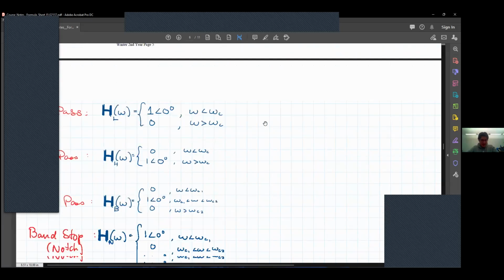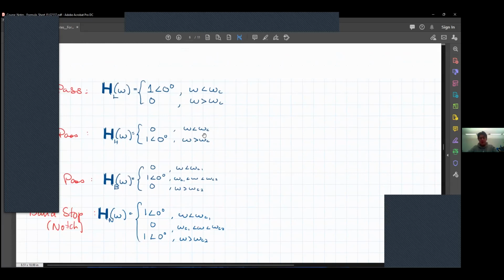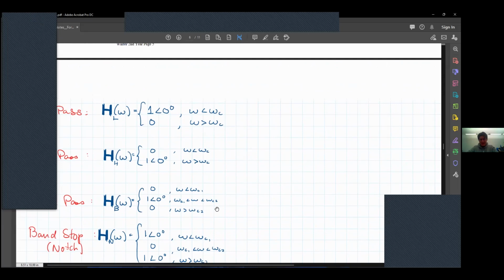A high pass is the other way around. If your value is too low, it doesn't have anything. If it's high enough, or higher than the cutoff frequency, you have the full value. Next up, we have what's called a band pass filter, meaning that only things within cutoff frequency 1 and cutoff frequency 2 are allowed to go through the filter. Anything else gets filtered out.